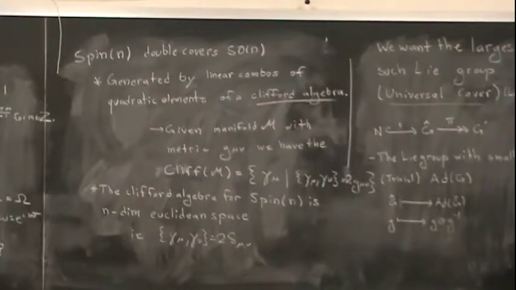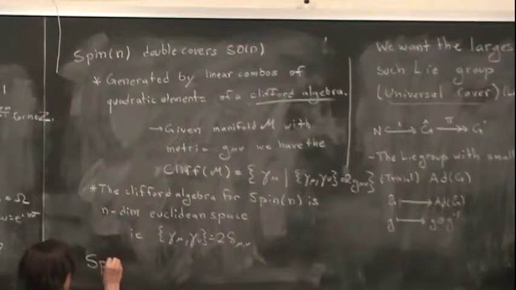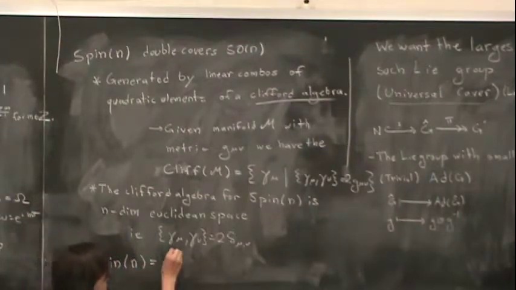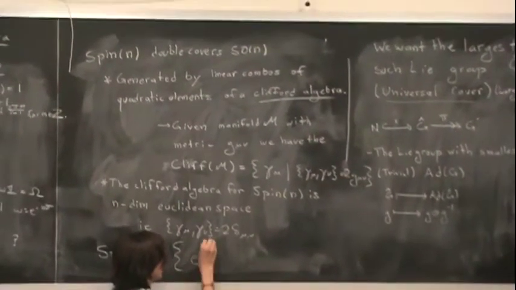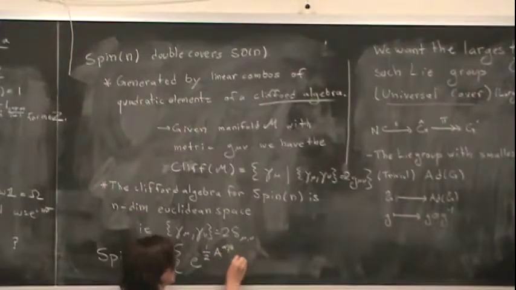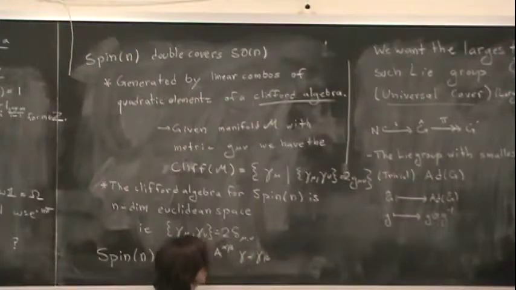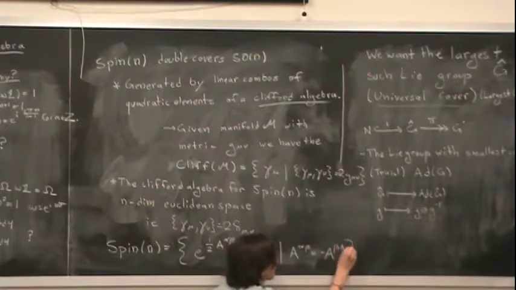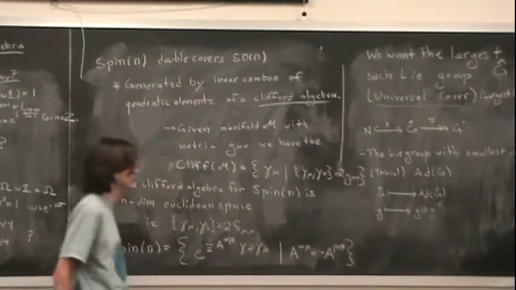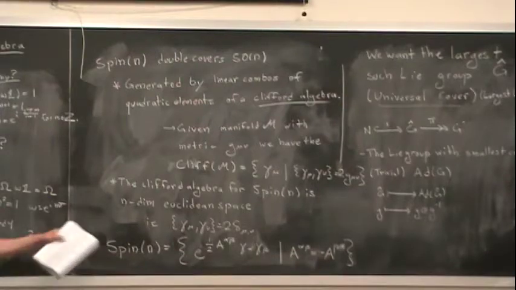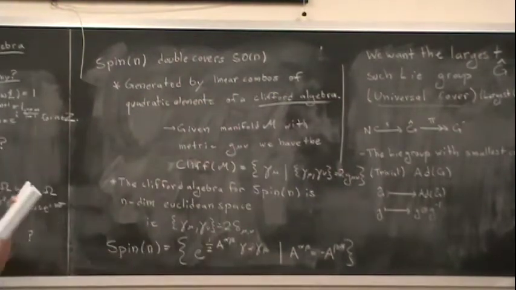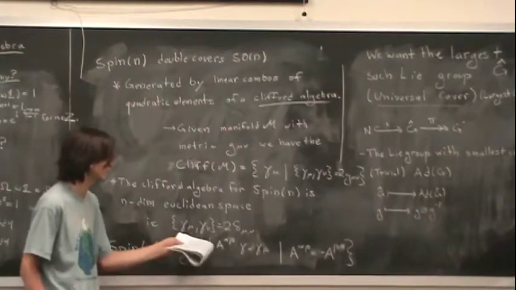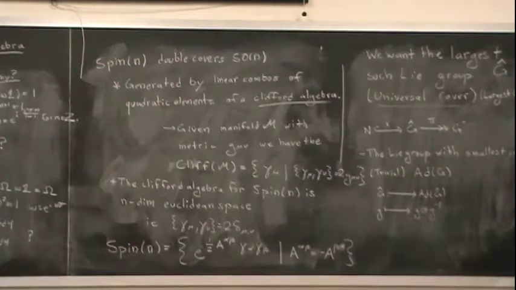Okay, so then what do these guys look like? So then we can write spin n as elements that look like this: e to the 1/2 A alpha beta gamma alpha gamma beta, such that A alpha beta equals minus A beta alpha. As I said, they're generated by linear combinations of quadratic elements in the Clifford algebra. And this anti-symmetry property has to hold, so that if I sum over these guys, I don't end up canceling things out and just add things together. Anyway, wonderful.